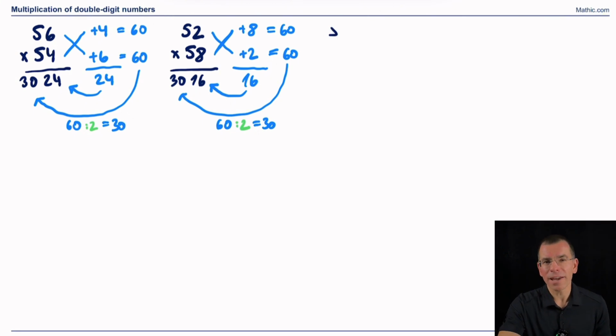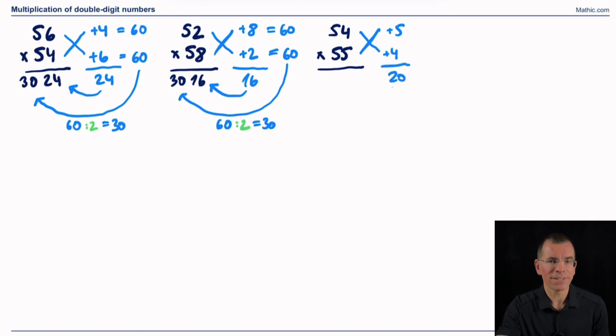Now, let's try a little bit more difficult example of multiplication of numbers 54 and 55. 54 less 50 is 4. 55 less 50 is 5. 4 times 5 is 20, so the last two digits of the result should be 20.